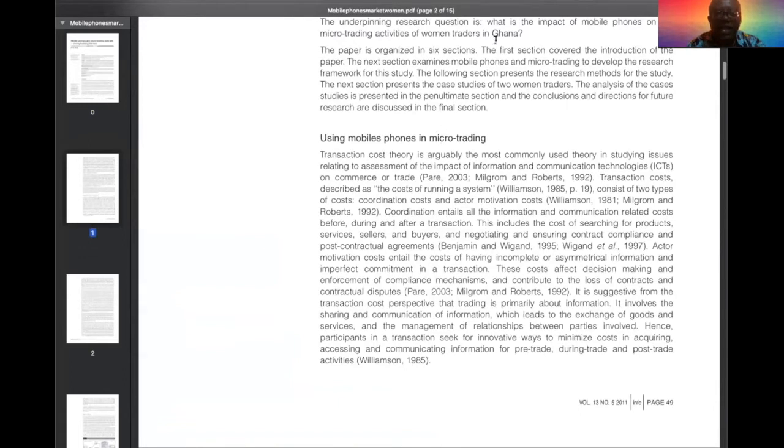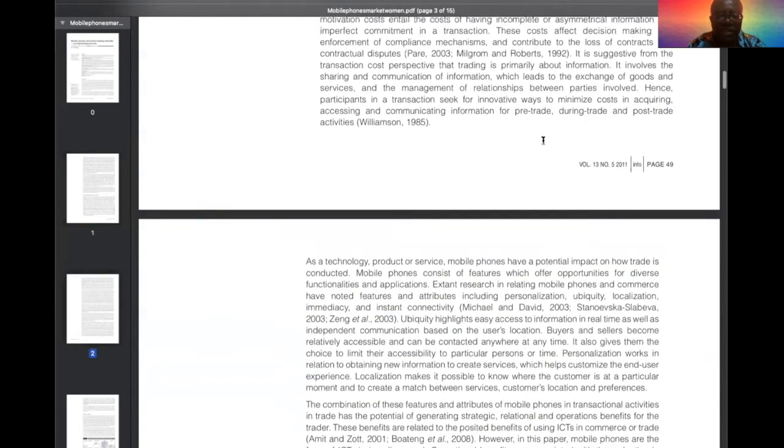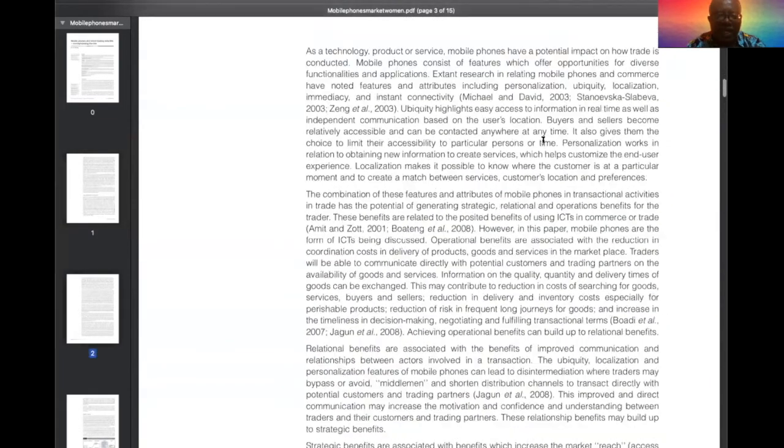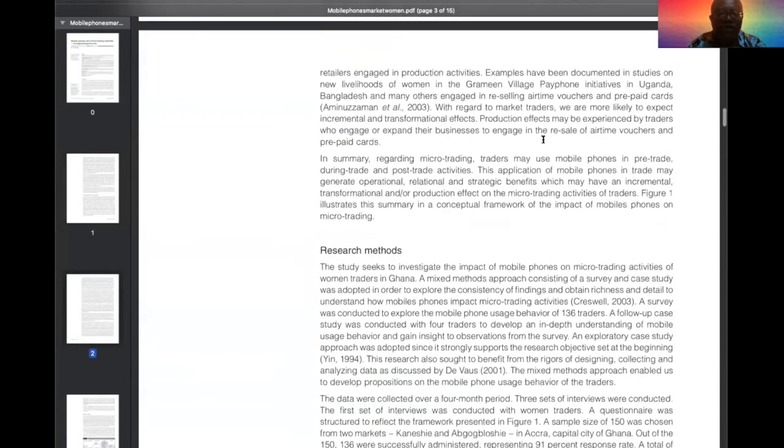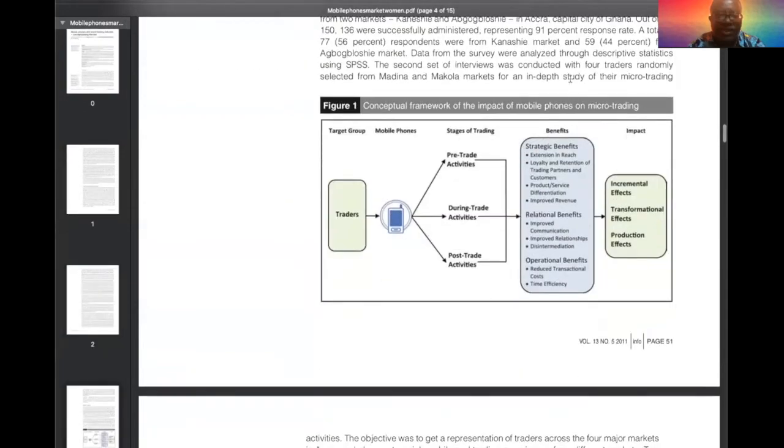is arguably the most commonly used theory in studying issues relating to assessment of the impact of ICT on commerce or trade. So the whole work is based on transaction cost theory. Then it goes on to explain the transaction cost theory, links with other different literature, and then develops this particular framework which I'm seeing here.